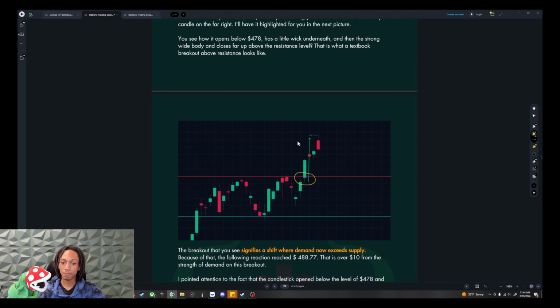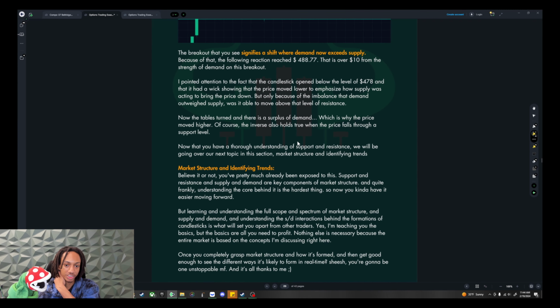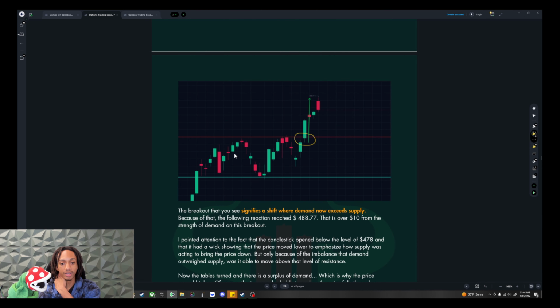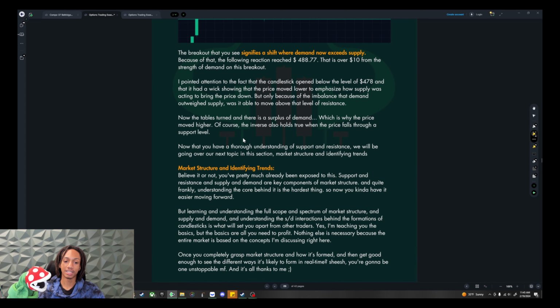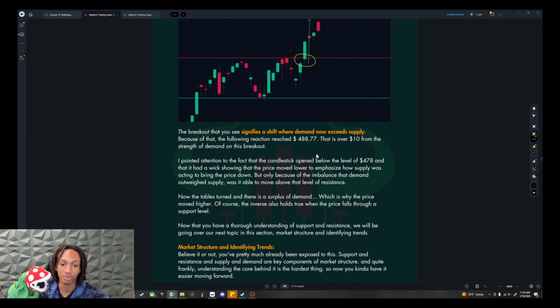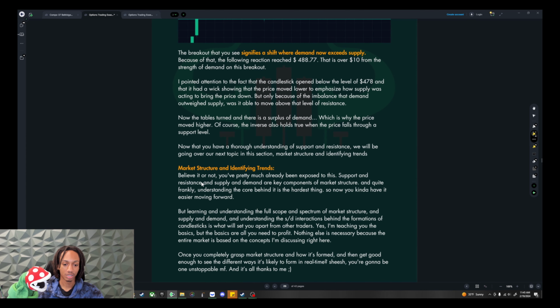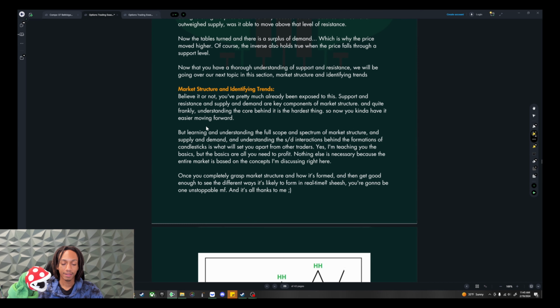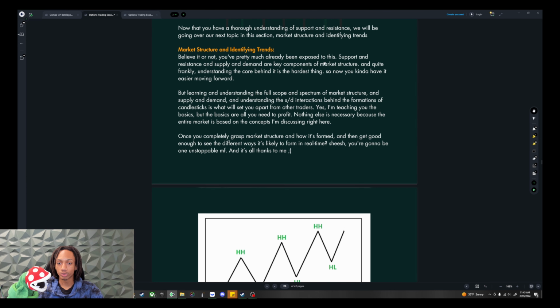And the next thing is understanding market structure and how the price action looks as a whole, understanding how to interpret it and identify what's actually happening in the market, and understanding different trends. So yeah, market structure, identifying trends. You've been exposed to it already: support, resistance, supply and demand.